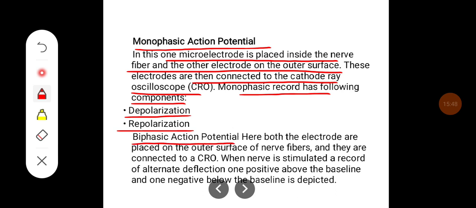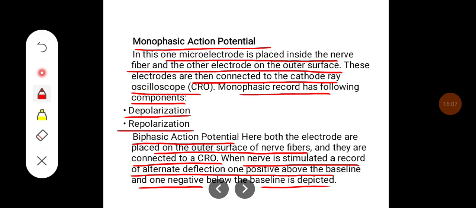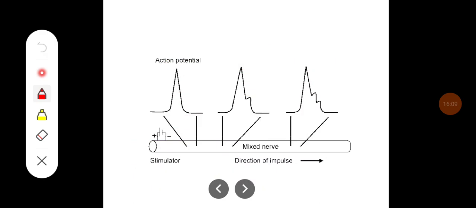Biphasic action potential. Here, both the electrodes are placed on the outer surface of the nerve fiber and they are connected to the cathode ray oscilloscope. When the nerve is stimulated, a record of alternate deflection, one positive above the baseline and one negative below the baseline, is depicted.